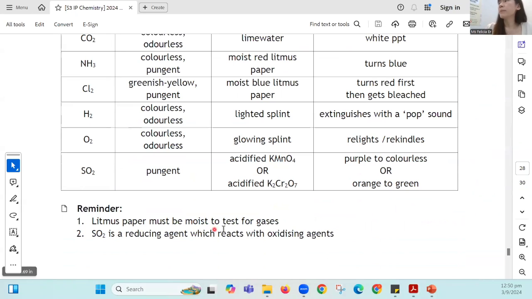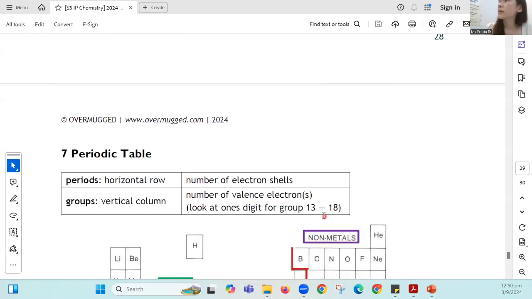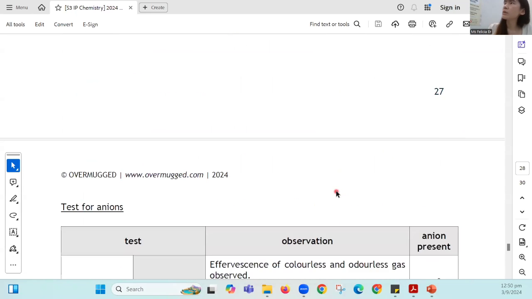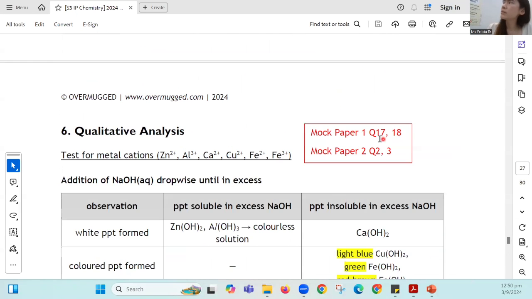Yep, then a reminder over here, just remember: litmus paper must be moist if you're testing for dry stuff, because it needs to be dissolved in water, then it can dissociate to form your H plus and OH minus ions. Oxidizing and reducing depends. If your school hasn't taught redox yet, then you can skip this part lah. This one is another chapter. Okay, so let's go through the questions stated here, which are MCQ questions 17 and 18.